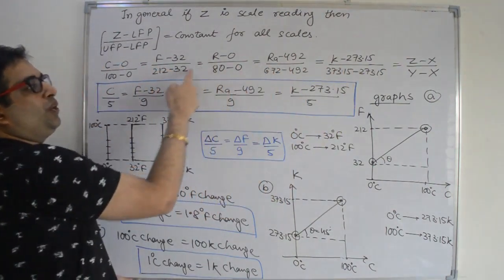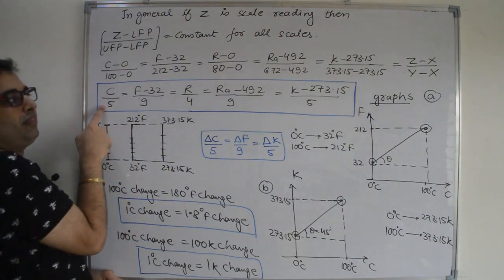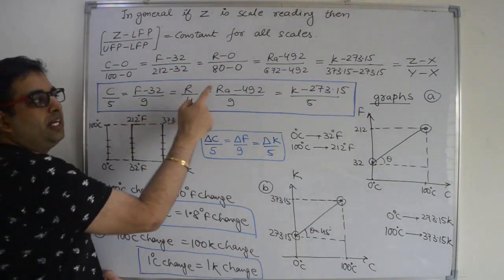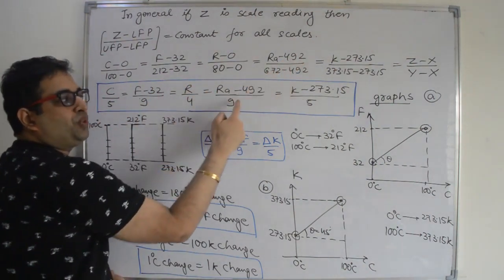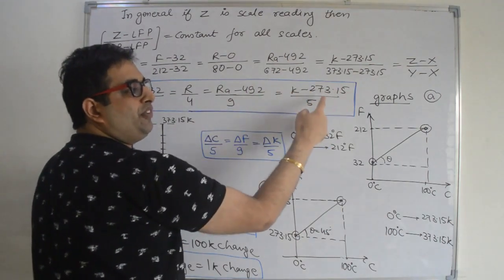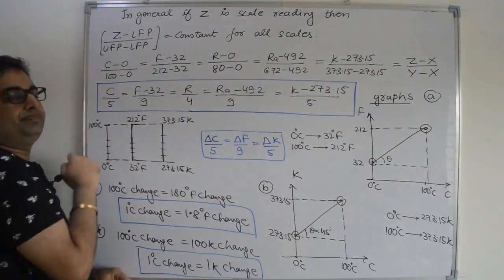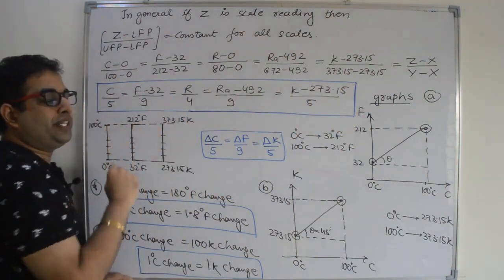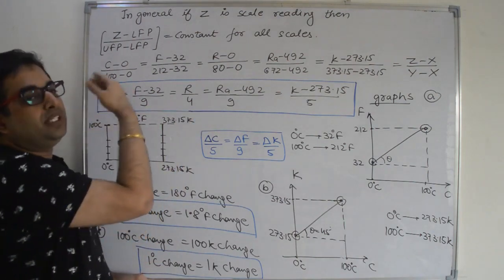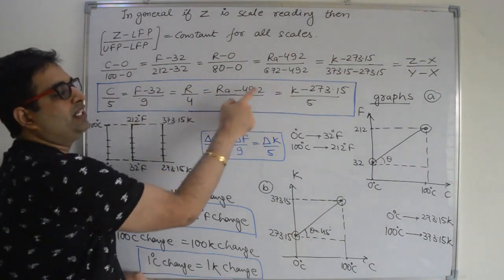If you cancel out with 20, then you will get C by 5, F minus 32 by 9, R by 4, RA minus 492 divided by 9, K minus 273.15 divided by 5. You have to remember this condition. We will use this condition whenever we have to convert one scale reading to another scale reading. And these are the different readings of the scales.